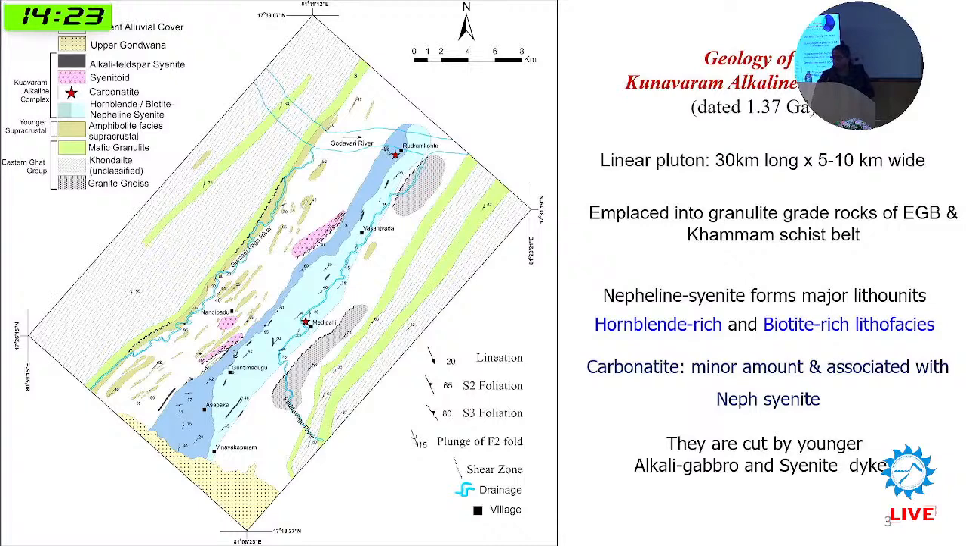especially concentrated in the northern and central part of the body. A few younger gabbro and syenite dikes are also cut by the nepheline syenite. And nepheline syenite in Kunavaram is made of two lithofacies, hornblende rich and biotite rich.